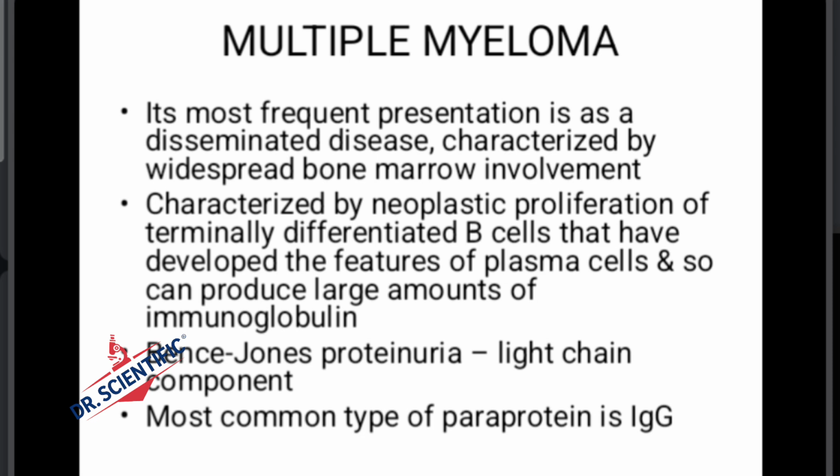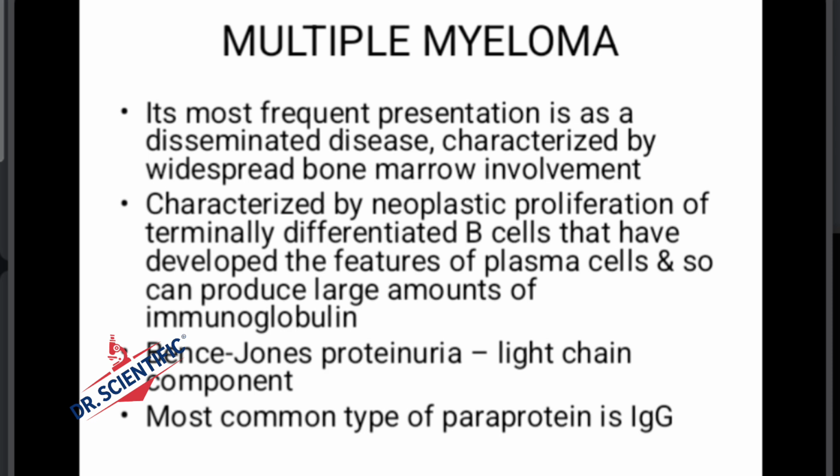Those chains are basically proteins. So there is Bence-Jones, named after somebody called Bence-Jones, who first described these proteins found in multiple myeloma. Mainly they are the light chains of immunoglobulin, and they are abnormal. So you are able to find them in urine. When you talk of proteinuria, that means it is passed in urine. So if you examine the urine, you will be able to see these proteins. So there is Bence-Jones proteinuria, that's the light chain component of immunoglobulin.